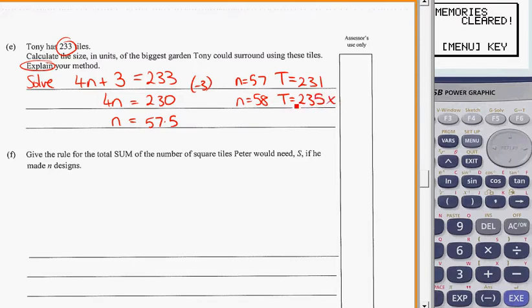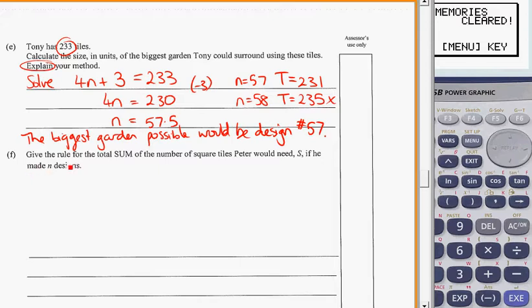I don't have enough tiles to make that garden, so the biggest garden possible would be design number 58. Well, perhaps we'll write would be design 58. A 57 would be design number 57.